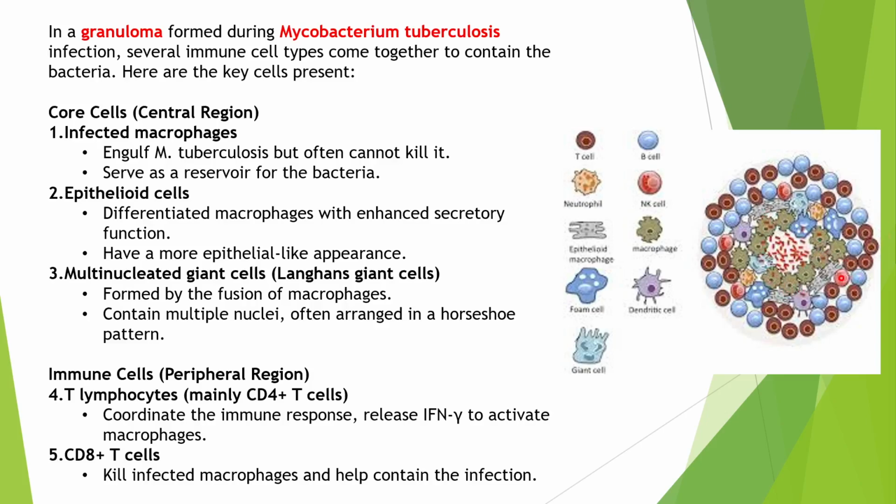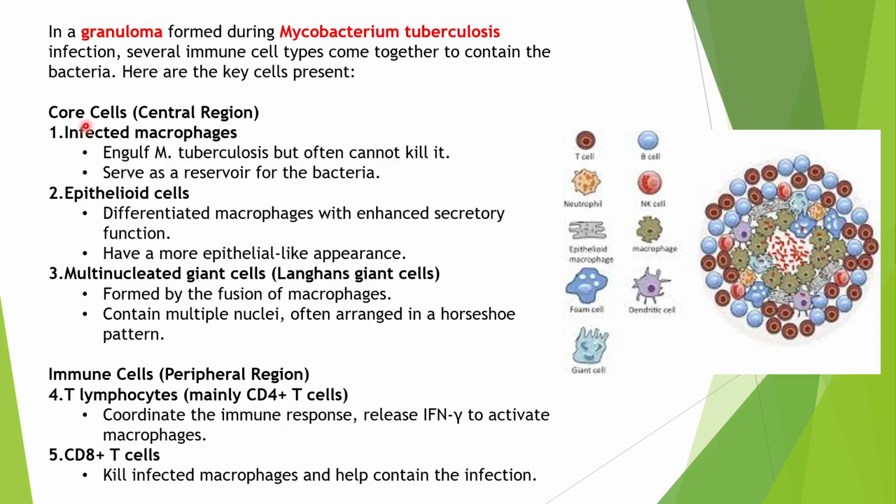They come and surround it like this, and this will also help in prevention of spreading of the bacteria into different places. So in such cases it becomes a granuloma. So the major objective is to contain the bacteria. So the core cells, what are all the cells that are present? You can see the T cell, B cell, neutrophil, NK cell, epithelioid macrophage, foam cells, dendritic cell, giant cells. So there are several types of immune cells that are involved.